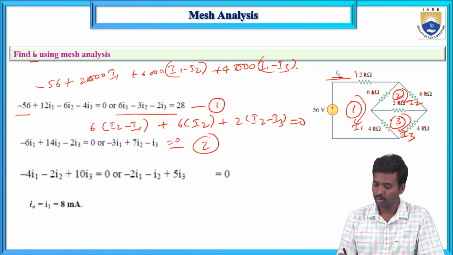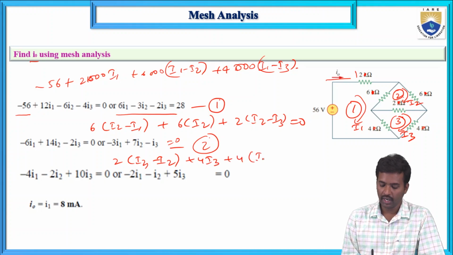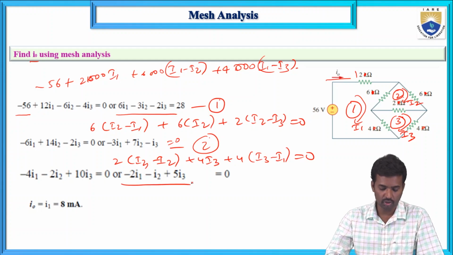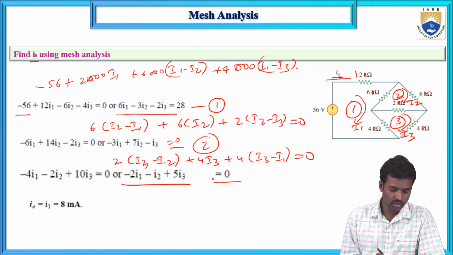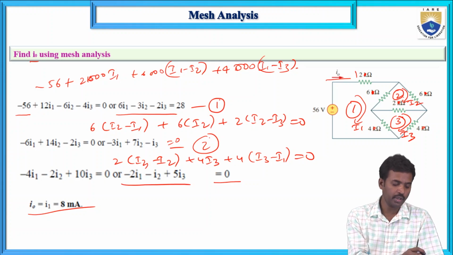Now the third mesh equation: 2 into (I3 minus I2) plus 4 into I3 plus 4 into (I3 minus I1). If you simplify this one, that equation is minus 2I1 minus I2 plus 5I3 equals 0. So the I1 current equals 8 milliamperes.